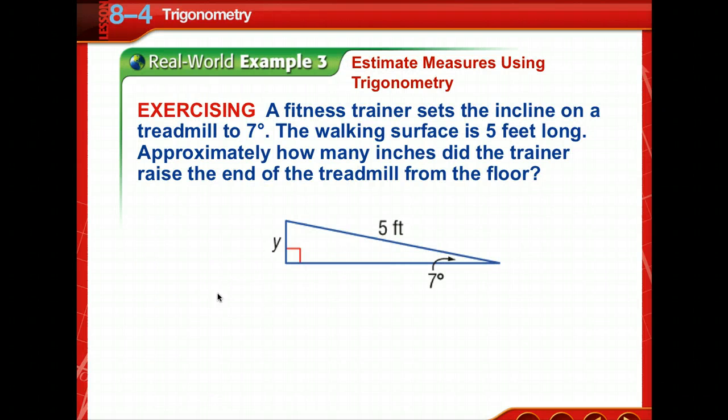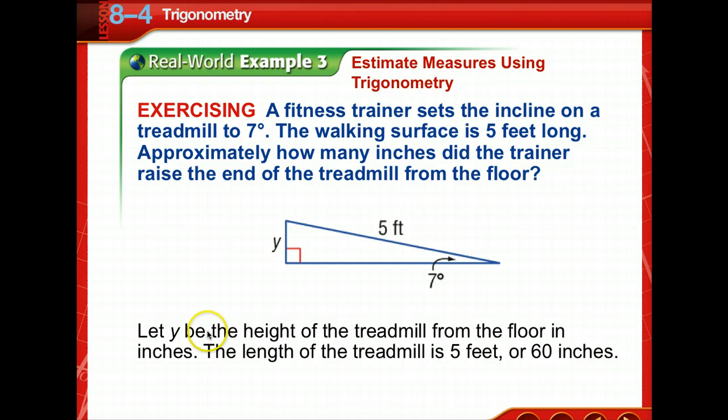Okay, time to use a real-world example to estimate measures. A fitness trainer sets the incline on a treadmill to 7 degrees. The walking surface is 5 feet long. Approximately how many inches did the trainer raise the end of the treadmill from the floor? We're going to let y be the height of the treadmill from the floor, and the length of the treadmill is 5 feet. We're going to change that to inches. We'll work with the inches.